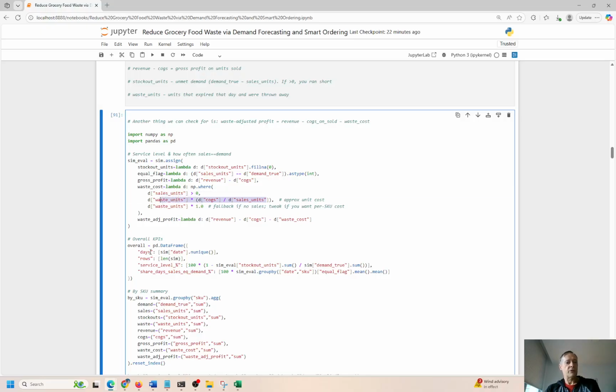So again, we're going to look at the days that we are operating in this simulation. I call this sim because it's a simulation here. All the rows, the service level, and the share of days sales equal demand. Okay, so let me run this, Control Enter.